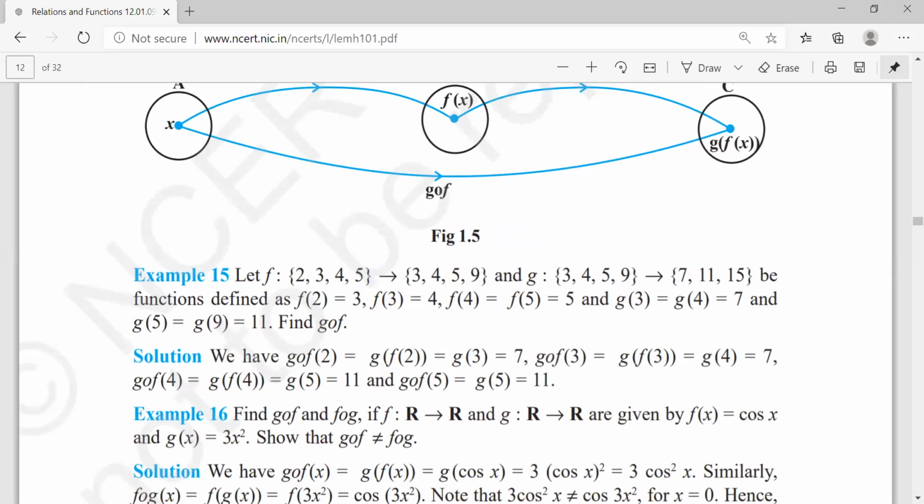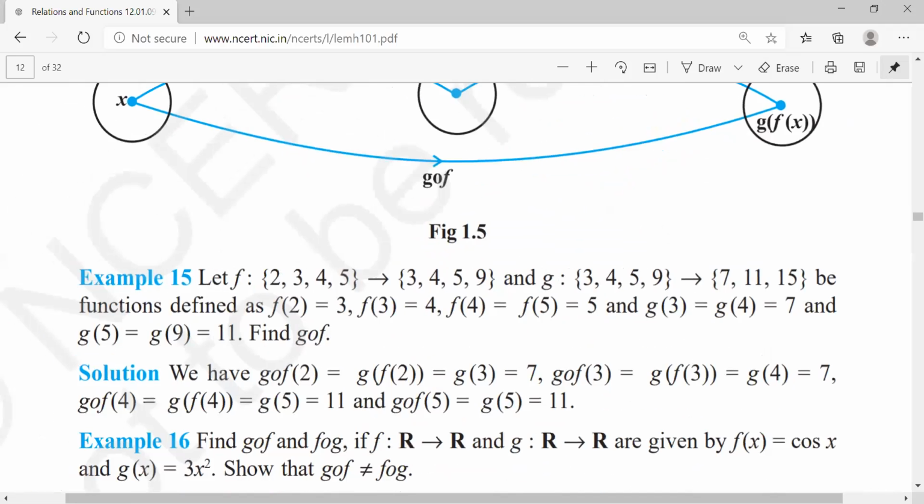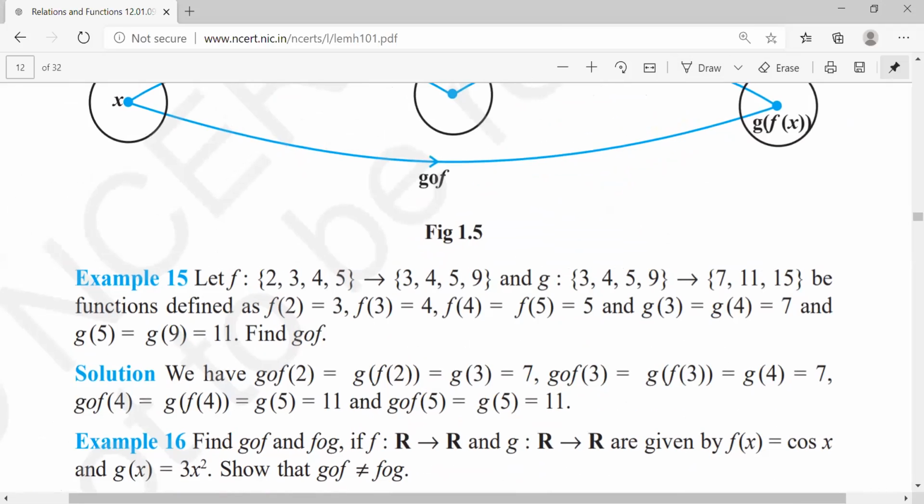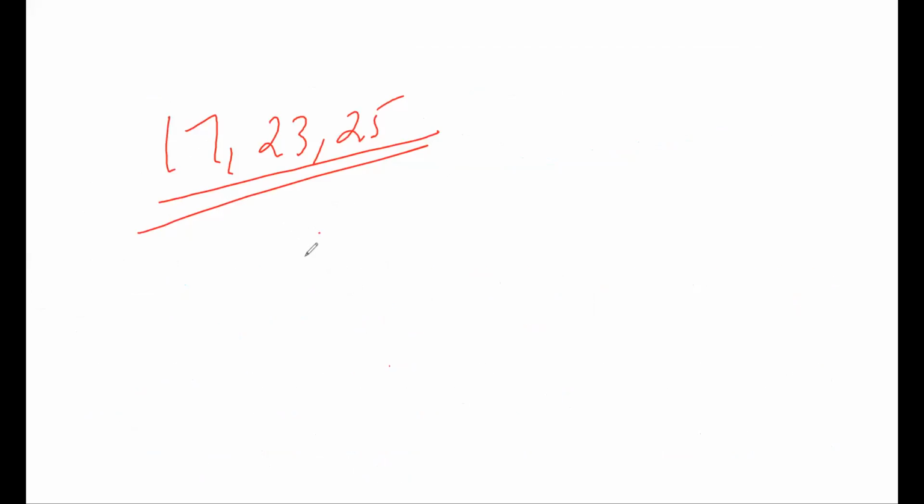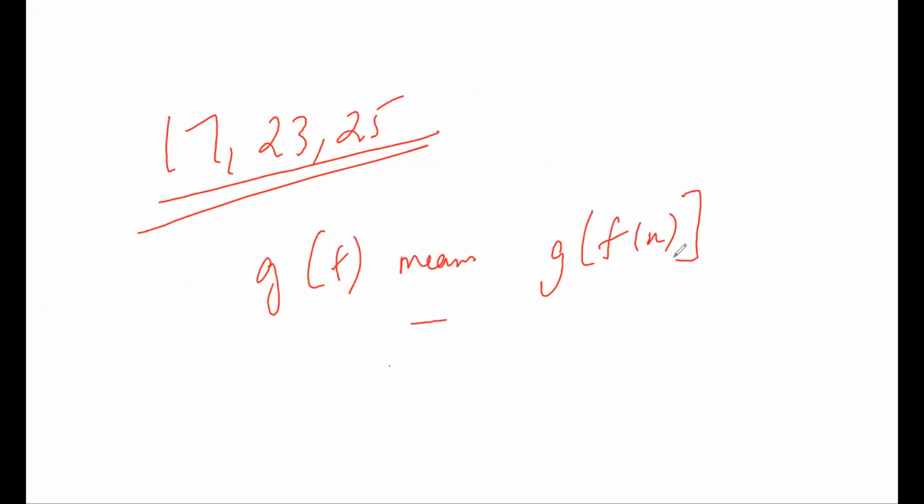So functions. I'll start with a very easy example. Example number 15. They're given f value, g value, and they're given f of 2 value as 3. F of 2 value is 3, f of 3 value is 4, f of 4 and f of 5 value is 5. They're telling to find g of f. G of f meaning g of f of x.